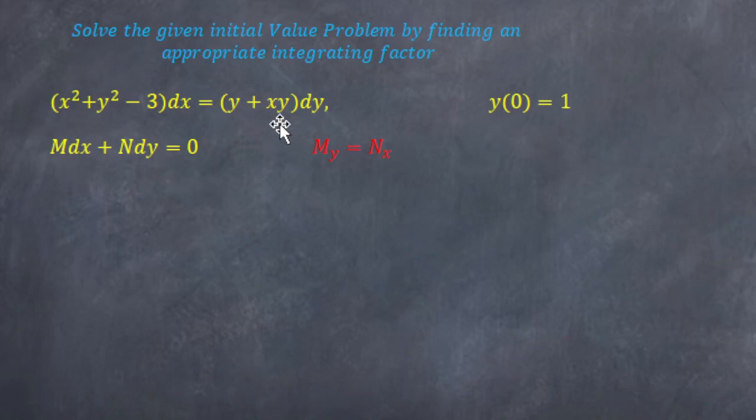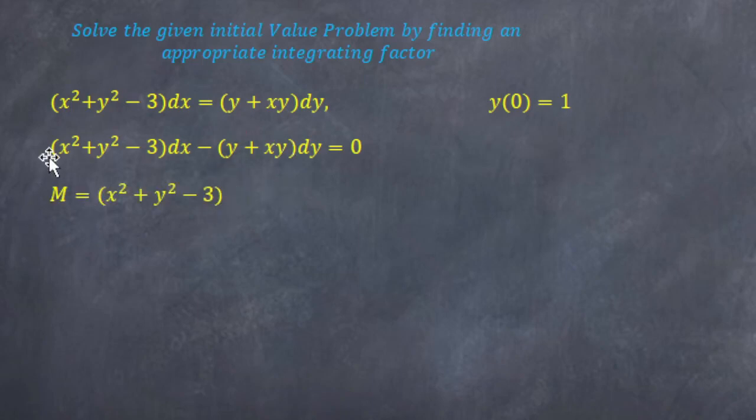Rewriting this, we just subtract (y plus xy) dy from both sides of the equation so that we're left with 0 on the right-hand side. Now, rewriting, we have our M as x squared plus y squared minus 3 and our N as negative quantity y plus xy. Now, taking the partial derivative of M with respect to y, we'll treat the x here as constant and the y as variable.